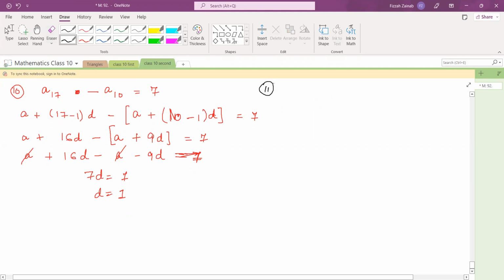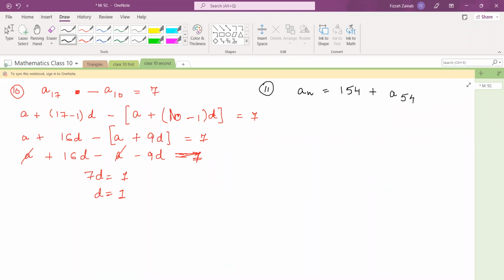Okay, so 11th question now. Which term of the AP will be 132 more than its 54th term? So let the AN term be 132 more than the 54th term. So AN will be 132 more than A54. Is this what the question is saying? Correct? This is the relationship given in the question.